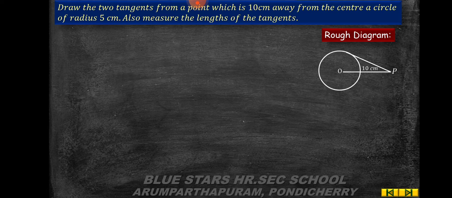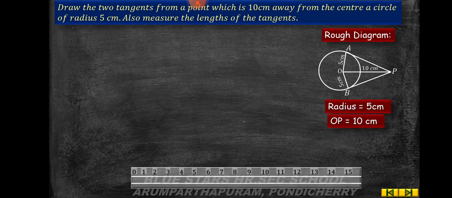Then join a point A on the circumference of the circle to the point P. Then OA is the radius of the circle. Similarly you have to join PB. Then OB is also the radius of the circle, because radius and tangent are always perpendicular. Here radius is equal to 5 centimeter, OP is equal to 10 centimeter.